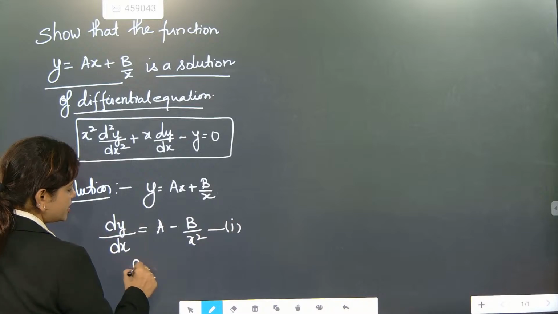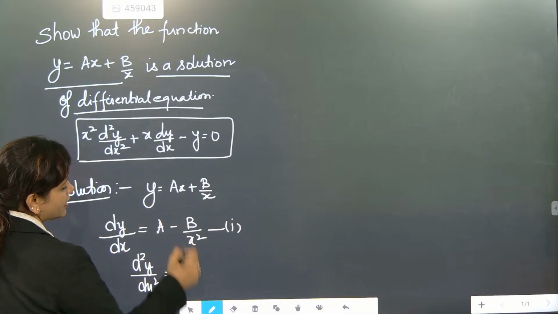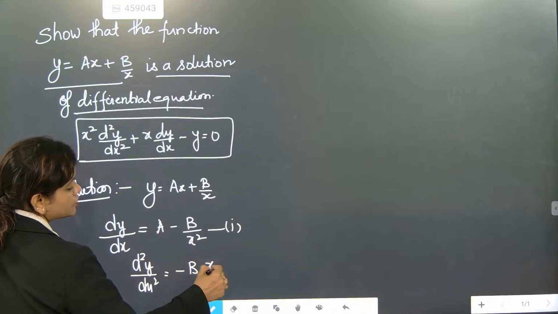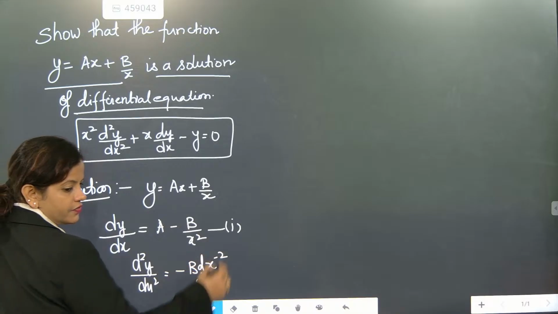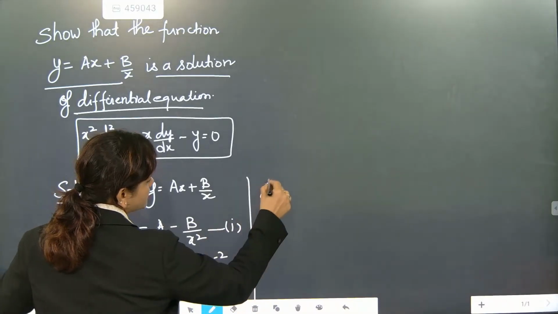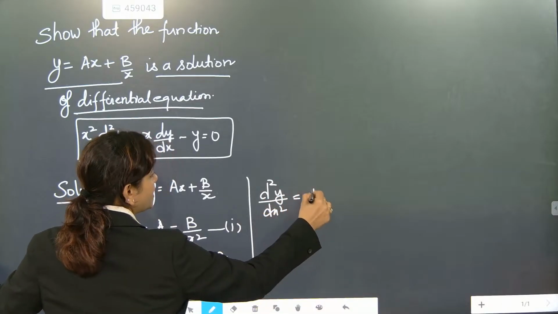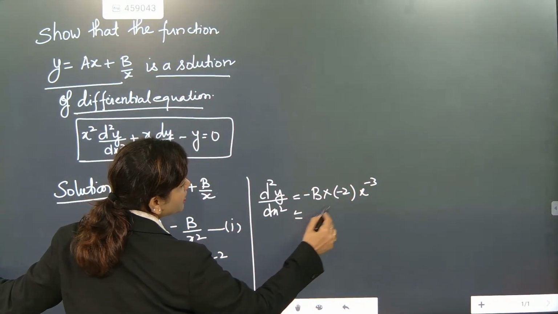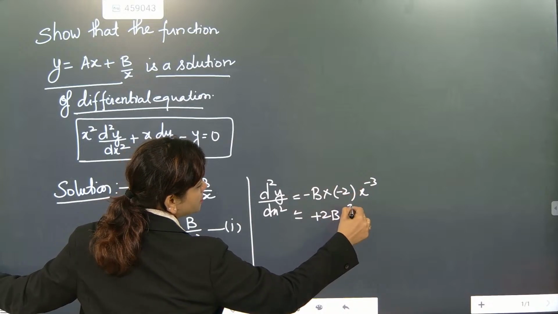Now the other part: differentiating again, d2y by dx square. a becomes 0, and b by x is b times x to the power minus 1, so we get minus b, x to the power minus 2 differentiated with respect to x. So d2y by dx square equals minus b into minus 2 x to the power minus 3. Understood? So this becomes plus 2b x to the power minus 3.